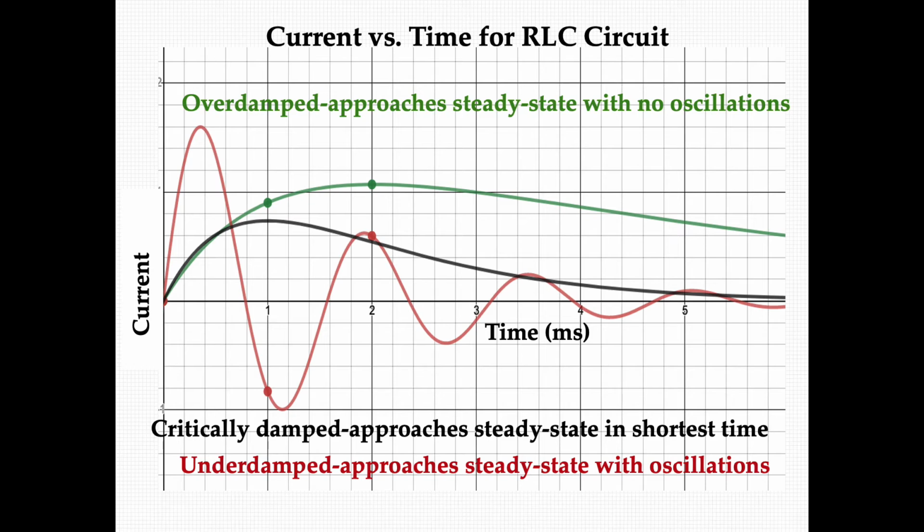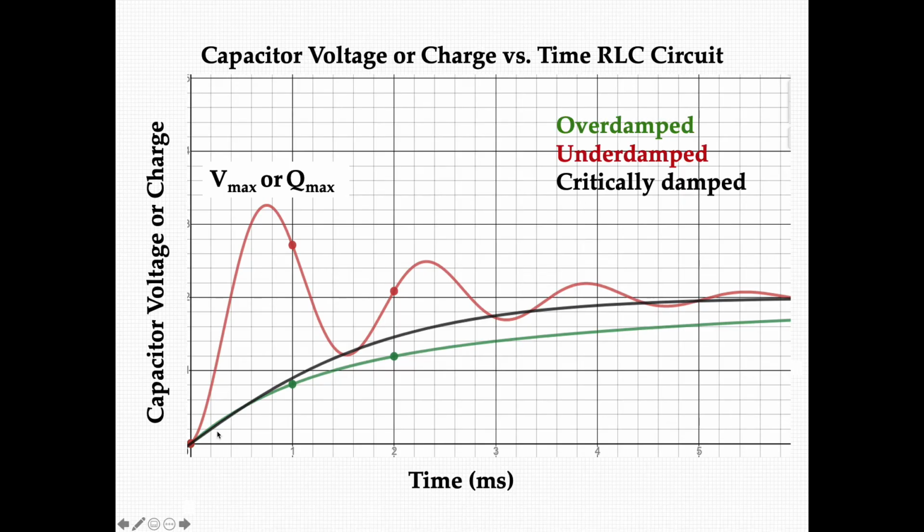Now if you want, you can solve for Q. You can integrate I to get Q. And the Q equation looks like this. This is the charge on the capacitor as a function of time, or the voltage on the capacitor as a function of time. It looks like that. Okay.